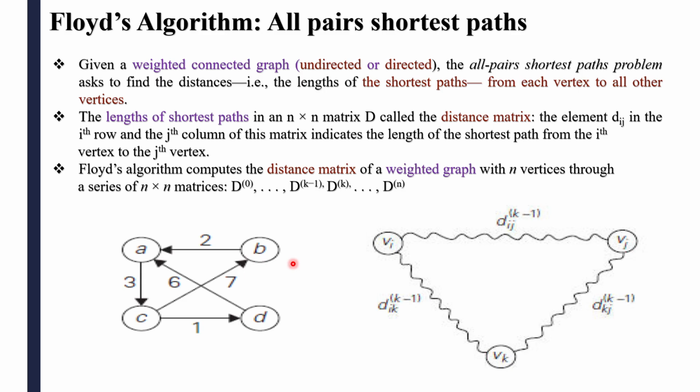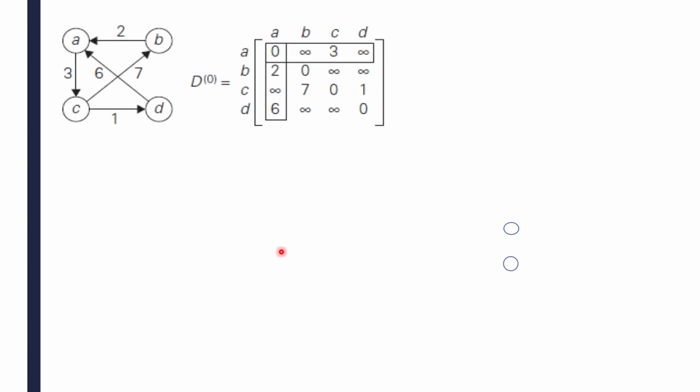Okay, is it clear? Let's see the working principle of Floyd's algorithm, and it is the same as your Warshall's algorithm. What is Warshall's algorithm? There you have to find the transitive closure. Transitive closure means from every vertex to the remaining vertices, you have to check whether a path exists or not. If a path exists, then you represent that as a 1. If a path does not exist, then you represent it as a 0. So the same concept you are using here also, but in place of zeros and ones, here you are calculating the distances because it is a weighted graph.